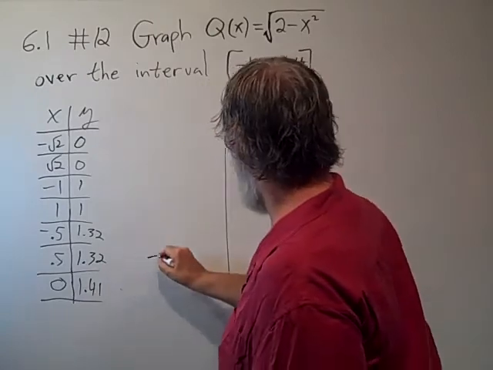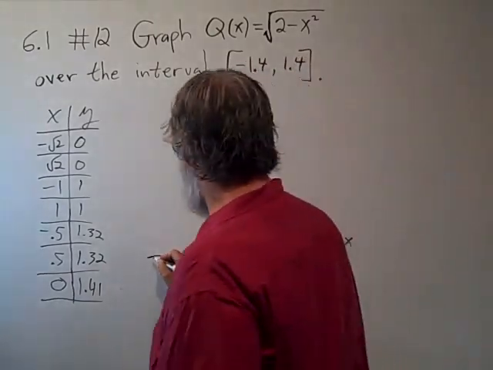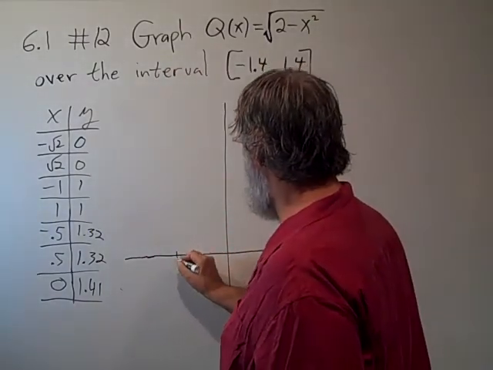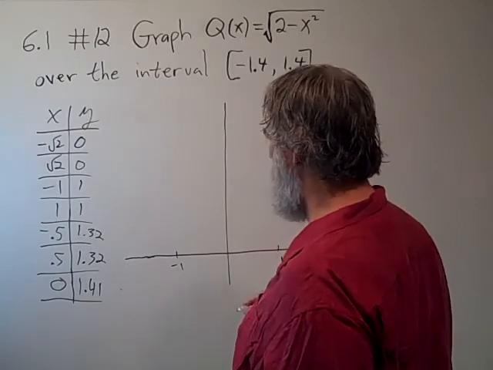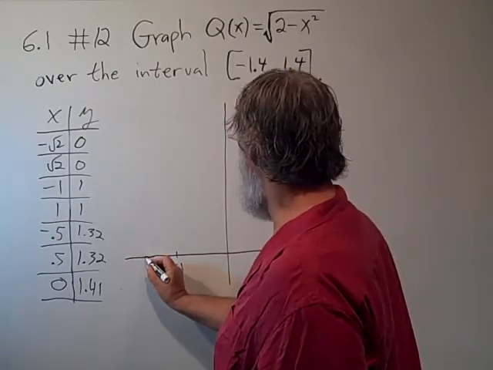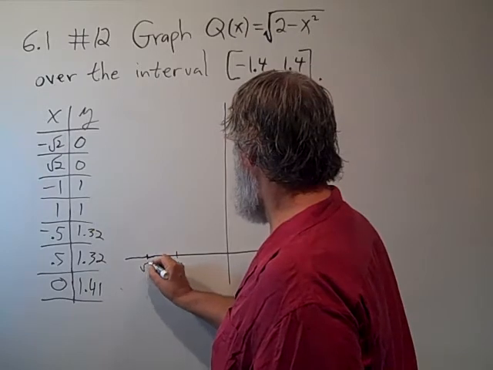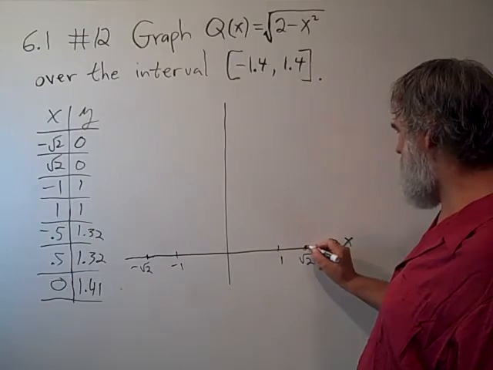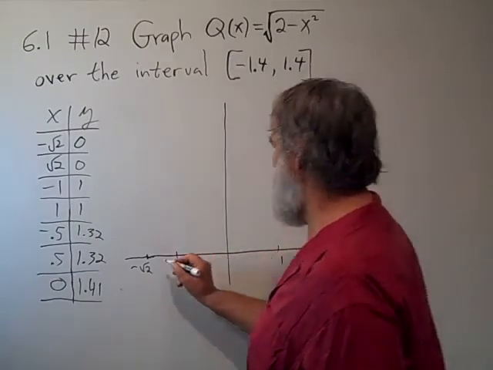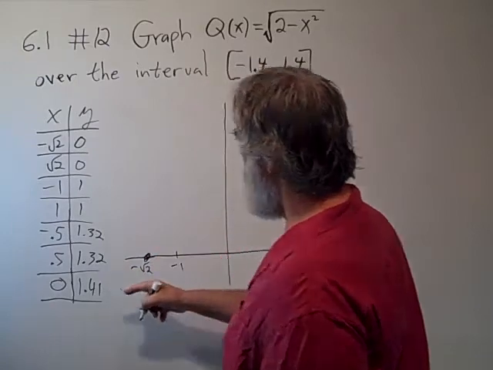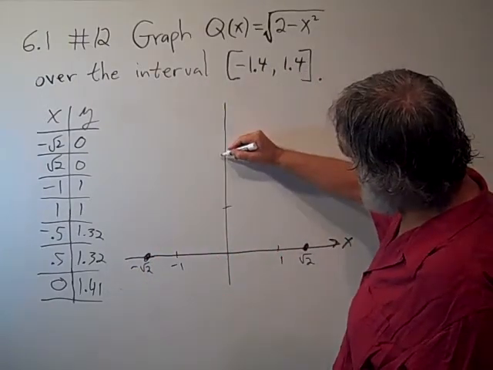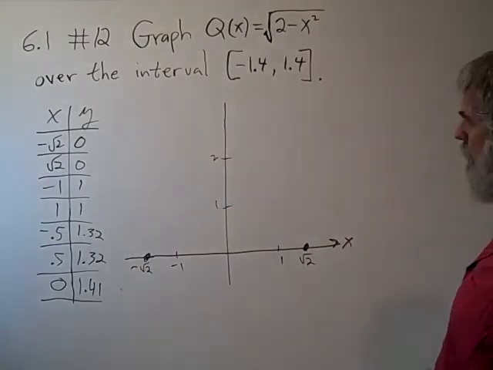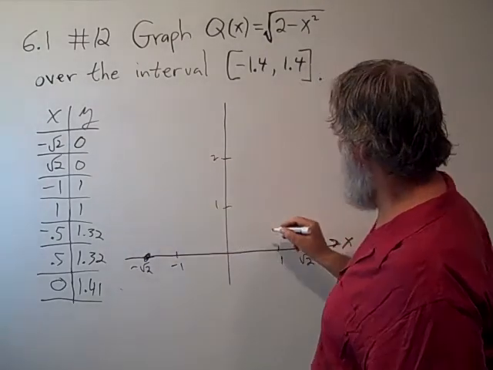Notice the y's are all positive, so the graph is entirely above the x-axis. And starting off at, let's say this is negative 1, and this is 1, and negative 1.4 is about here. Let's make that negative square root of 2 and positive square root of 2. So that's where the function equals 0 at those 2 points. It goes to a height of 1.4. So let's make this 1, 2. But at plus and minus 1, we go up to a height of 1.